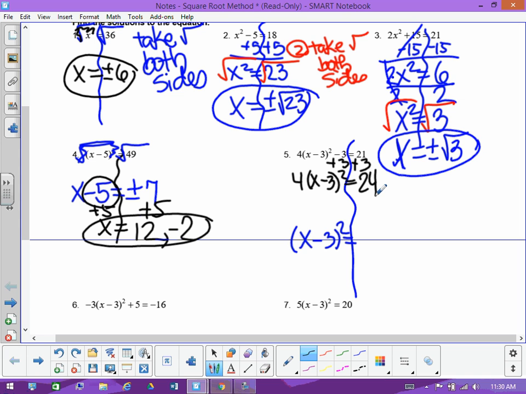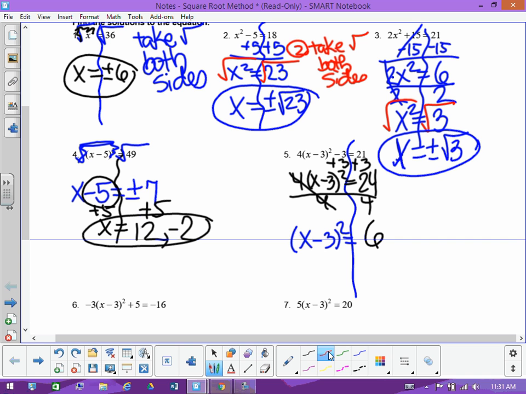Kind of like unraveling it so we can get down to one thing. How do we get rid of the 4? Divide. So we get rid of the 4. We've got our x minus 3 squared. What's 24 divided by 4? 6. And now we can take the square root. Up to this point, you've done this since 7th grade. Solved equations.